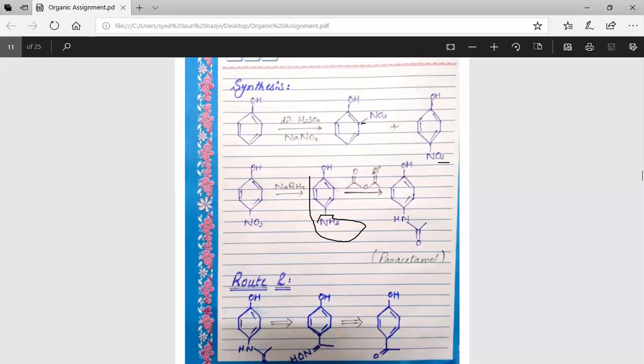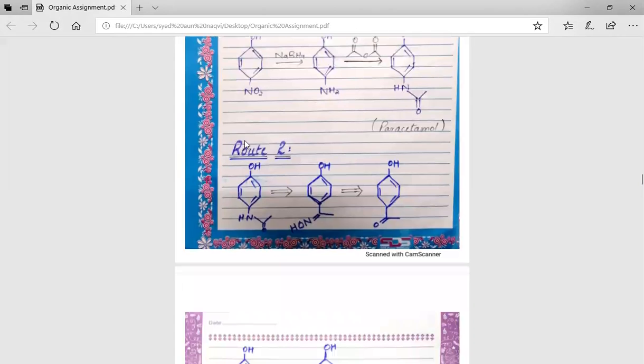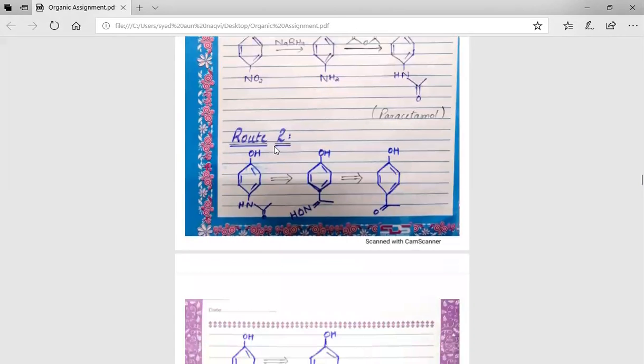So when para-aminophenol is treated with acetic anhydride, we will have our product, paracetamol. Now this is the synthesis of route 1 for paracetamol, and we will now discuss route 2 for the production of paracetamol. This is route 2.